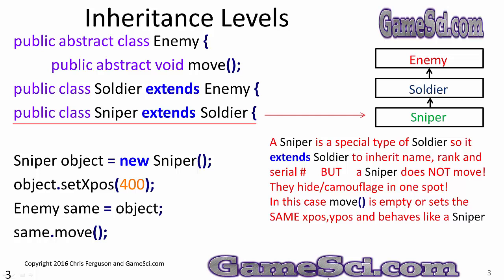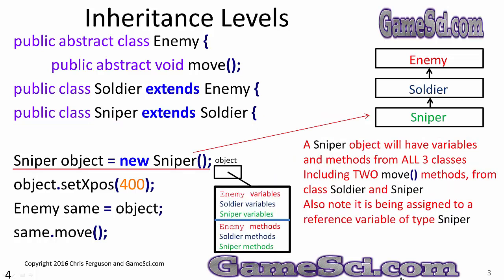See our three levels of inheritance? Sniper extends soldier, soldier inherits enemy. Soldiers move, so their move method should have that soldier working its way around the screen. Snipers stay in one spot, so its move method should not change anything to do with the X and Y position. Let's build a sniper object. Sniper object equals new sniper. A sniper object will have the variables and methods for all three classes, including two move methods, from class soldier and from class sniper.